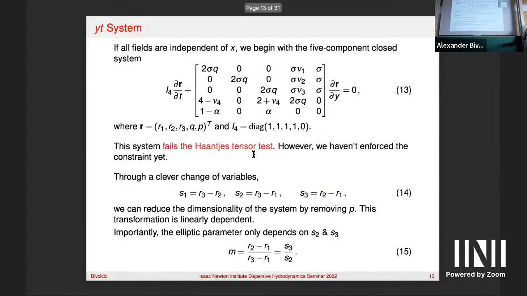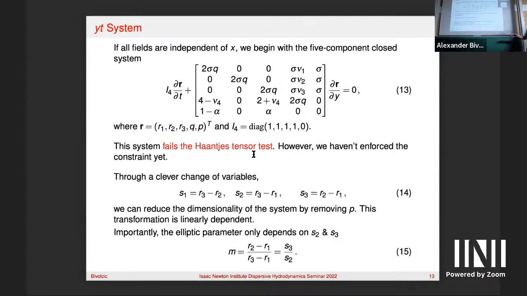So let's jump into the first system. First system was the YT. This one ended up being the easiest to work with, so it's good that we started with it. Initially, I get a 5-component system. I just drop the Y derivative terms. Just trying the test on this immediately, it fails the tensor test. We can reduce this, simplify it, make it a little bit easier to work with through a quick change of variables. If I introduce these new S variables, what happens is we just remove P entirely, that integration constant, from the system.